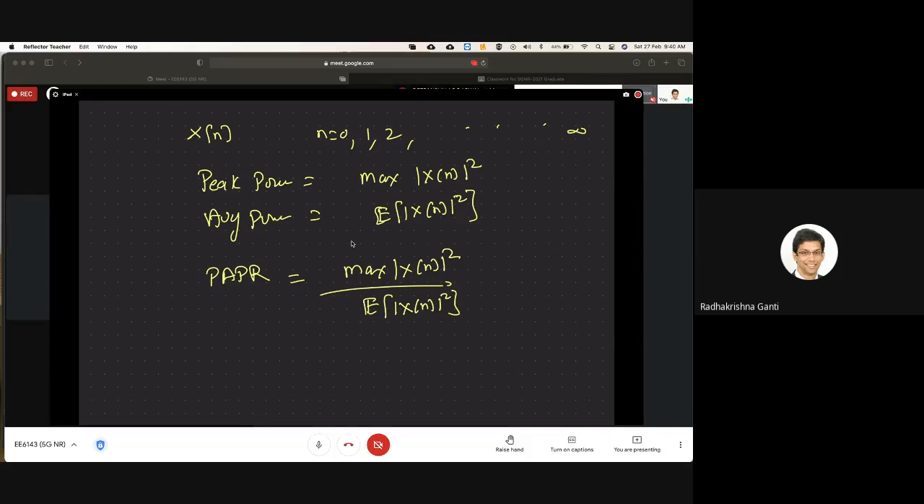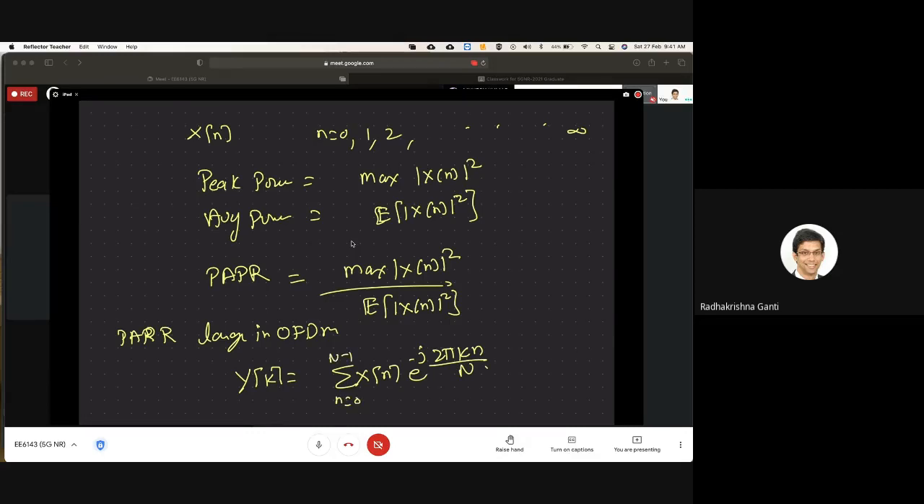So why is PAPR large in OFDM? The answer is very, very simple. What is your time domain signal? Your time domain signal y of n would be equal to sigma x of k e power minus j 2 pi kn by capital N, for k equal to 0 to N minus 1. This was the IFFT, no? So what effectively is happening is, you are taking a lot of signals and adding them up.